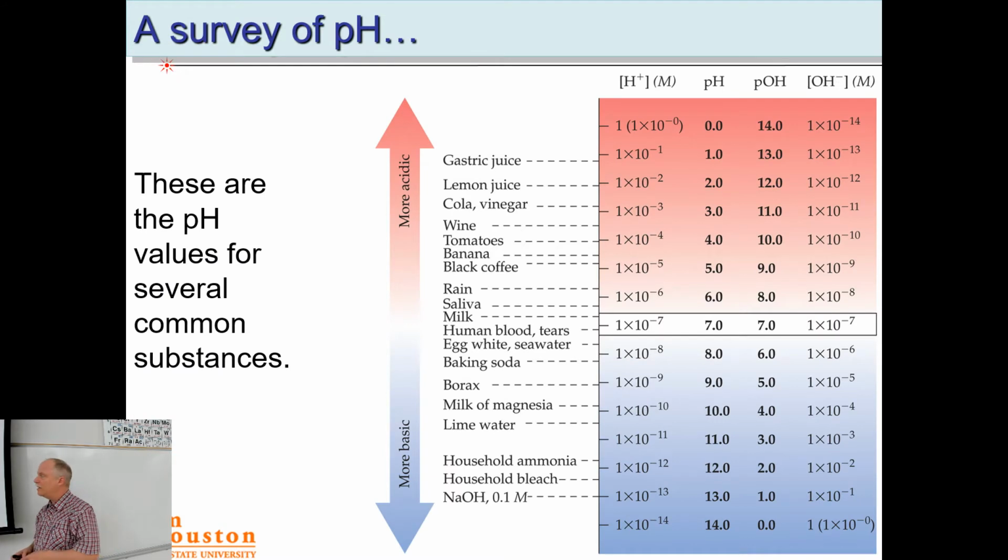So this is a survey of pH of a lot of things that are related to household items and bodily fluids. Right there in the middle, around neutral pH, we have human blood and tears and other things. It just kind of doesn't go together. Maybe it does. I don't know. But yeah, so pH 7, neutral.